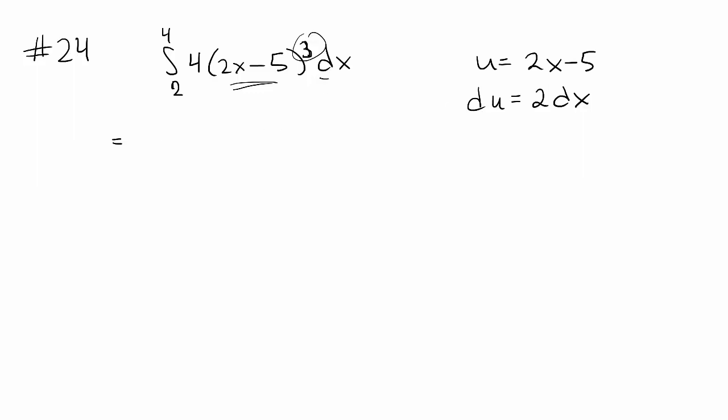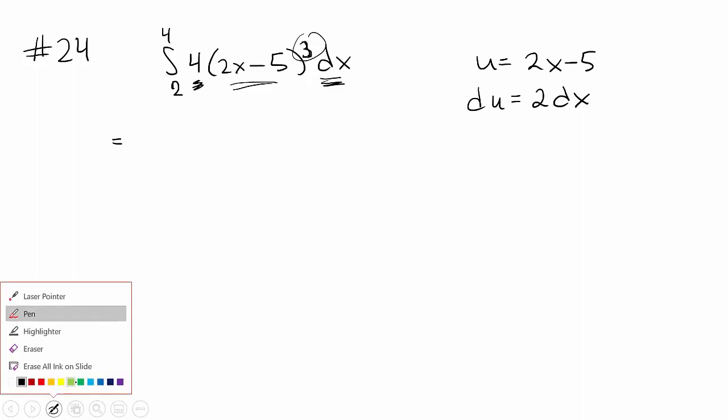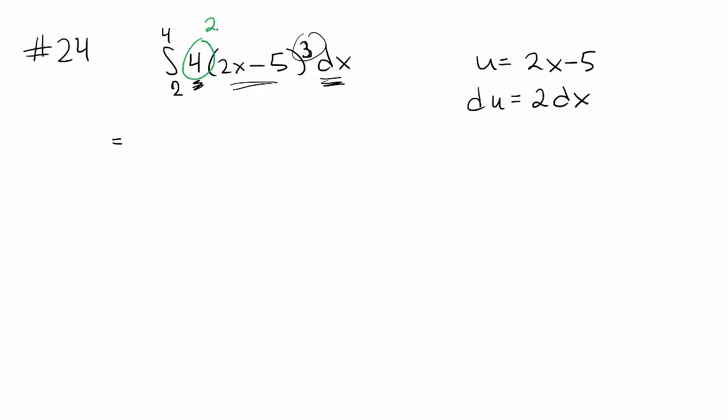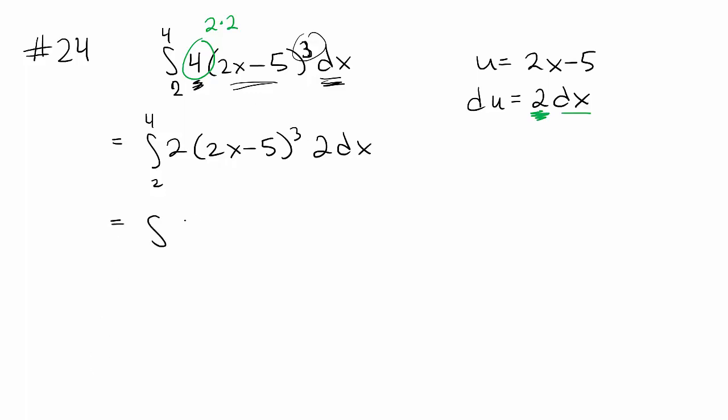So here's my dx, right? And I have a 4 here. So I'm going to take that 4 and write that as 2 times 2, because I want to put a factor of 2 with the dx. That way I can do the substitution. So this 2 just comes down. The inside here we said was going to be equal to u. And then this is getting replaced with du.